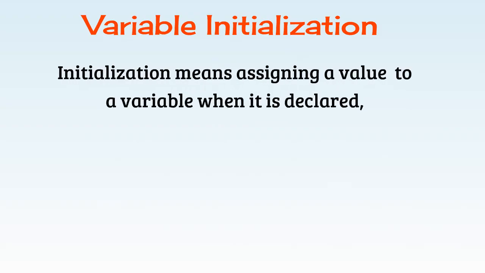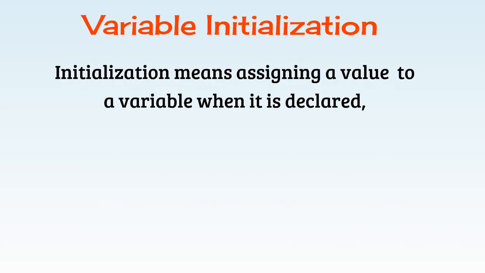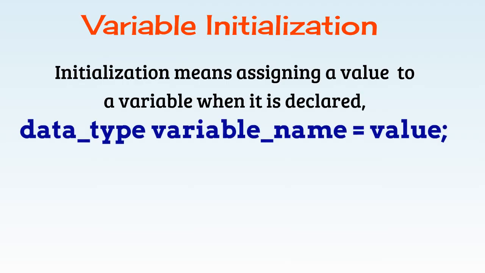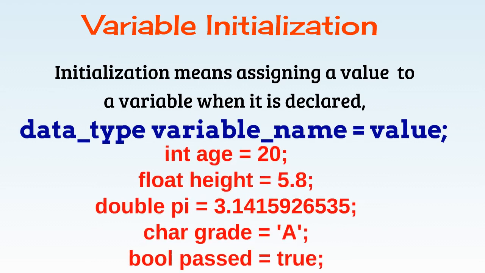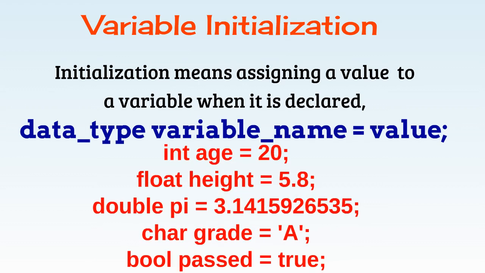After declaring a variable, you can assign it a value. This process is called variable initialization. The general format is data type, variable name equals value. For example, int age = 20, float height = 5.8, double pi = 3.14159265535, char grade = 'A', and bool passed = true. Initializing variables makes them ready to use immediately.